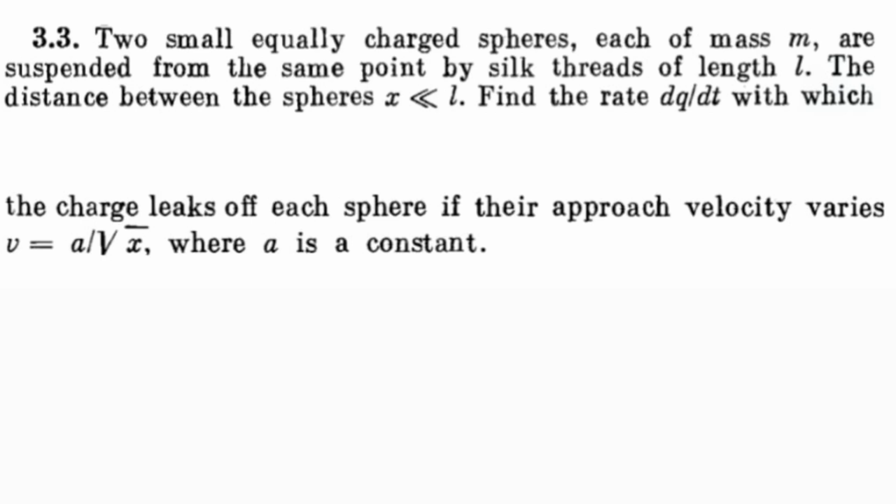So we are dealing with the third problem in this series, and the problem is stating two small equally charged spheres, each of mass m, are suspended from the same point by silk threads of length L. The distance between the spheres x is less than L. Find the rate dq by dt with which the charge leaks off each sphere if their approach velocity varies as v equals alpha by root x, where alpha is a constant.